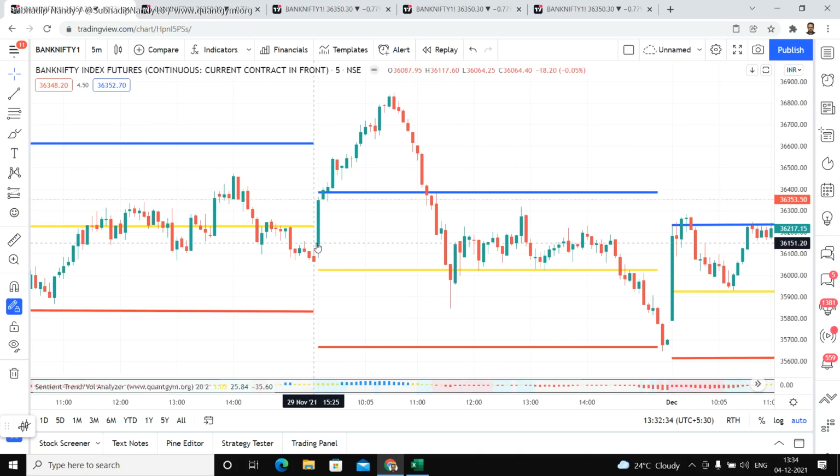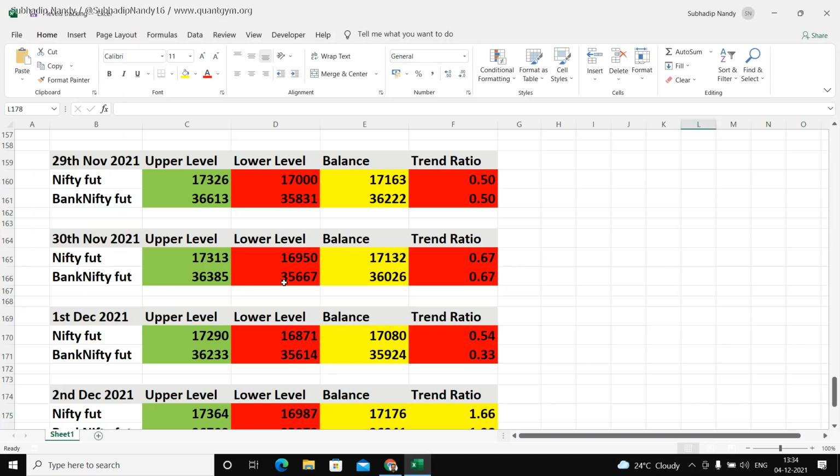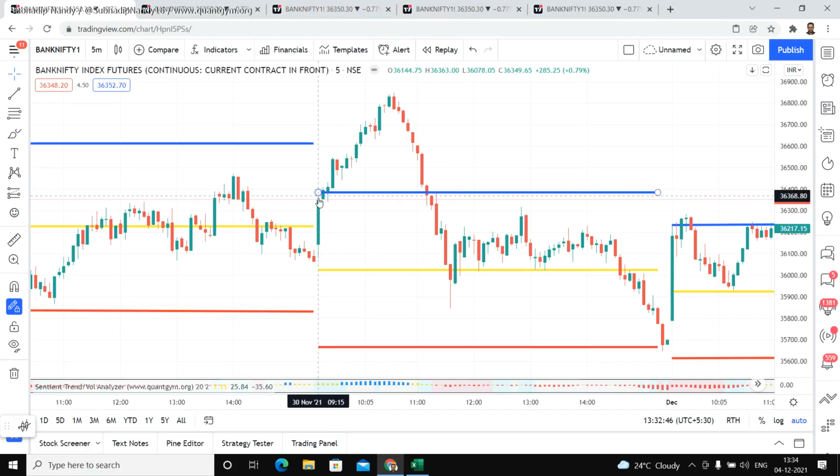Next day was basically 30th November. Your trend ratio was 0.67, so the market was kind of expecting a short. Let's see what happened at the opening. The market opened and jumped up in the first 5 minutes, crossing the upper level, which is bullish, very obvious. From 36,417 it went up to 36,800, 400 points in the next 30-35 minutes. From there it sold off, took some support at the balance, bounced off, broke the balance again and came down.